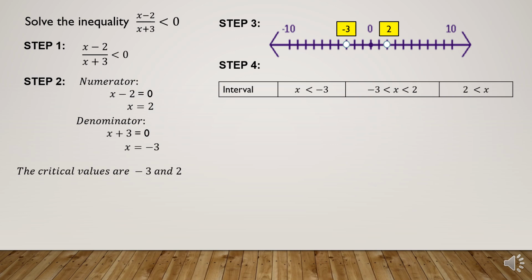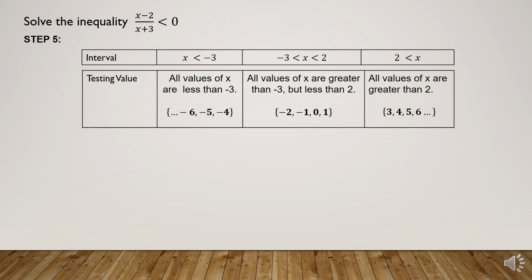Then, we need to write the intervals from the real number line in step 3. So, the first interval we have x is less than negative 3. And the second interval we have negative 3 is less than x, but x is less than positive 2. And the third interval we have 2 is less than x. Then, let us now proceed to step number 5. We're going to test if the given intervals will satisfy the given inequality.